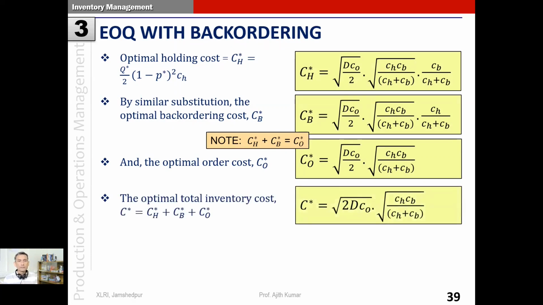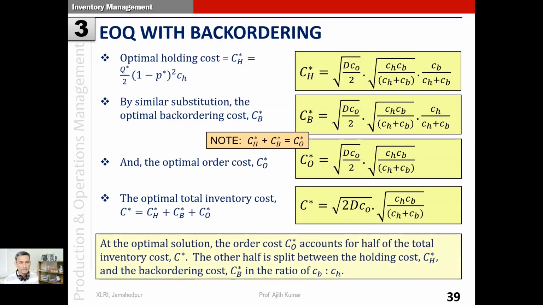The total optimal inventory cost will be this formula. It will be the sum of all these costs, or you can say twice the order cost. And so again here the realization is that the optimal solution, the order cost as before, accounts for half of the total inventory cost as in the other two models.